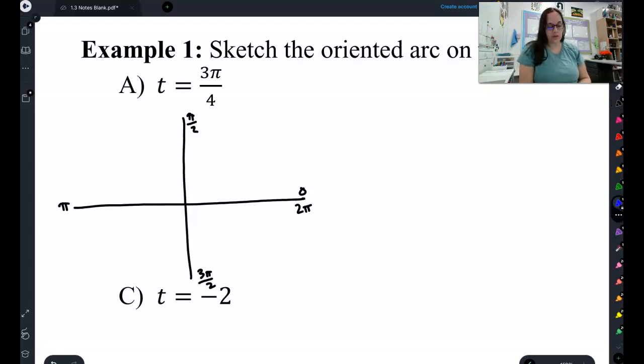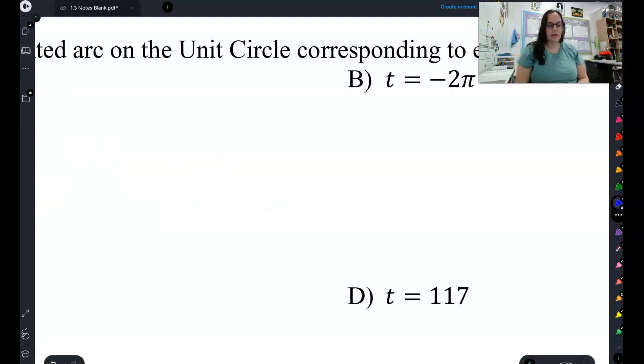And then we always graph the initial side on the positive x-axis. And we graph the terminal side wherever the angle ends. So this is 3/4 of a pi. So it's going to go exactly halfway between pi halves and pi. And we go from the initial side to the terminal side, 3 pi fourths. Let's practice another one.